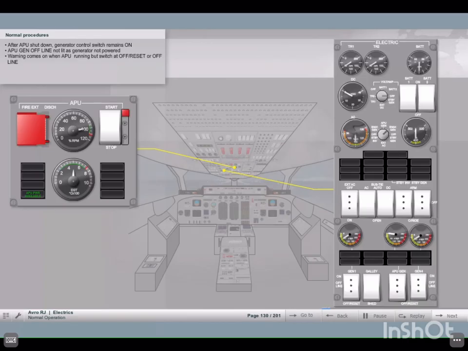When the APU is shut down, the APU generator control switch remains at the on position. The APU generator offline warning will not illuminate in this case because there is no power to the generator. The warning will come on when the APU is running, but the generator control switch is at off reset or offline.